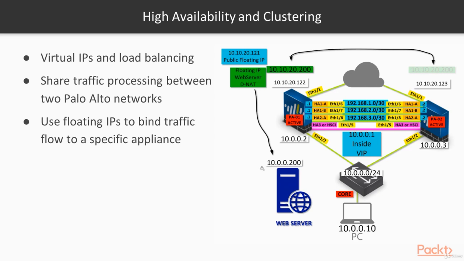If you're still unfamiliar with how to configure a destination NAT, I suggest you go back to the destination NAT video, take a look at that, and become familiar. So I'm going to go ahead and do that config. The only difference in this case will be that we're just configuring that floating IP.